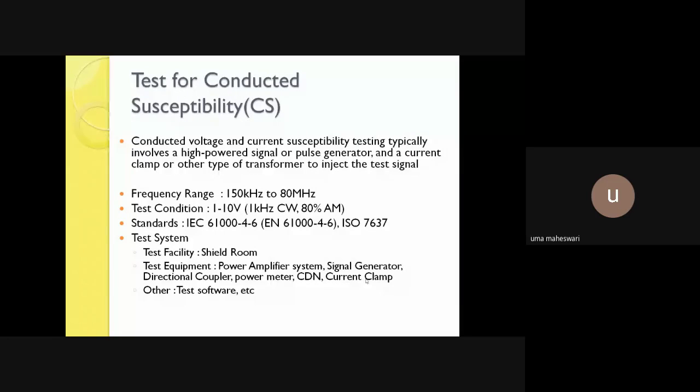Test for conducted susceptibility in the range of 150 kilohertz to 80 megahertz. The test conditions can be 1 volt to 30, 100, 10 volts. Test standards are again IEC 61000-4-6, and test systems are shielded rooms. Test equipment are power amplifier system, signal generator, directional coupler, power meter, CDN, current clamp. These are injecting intentional noise into the EUT, that is the equipment under test, for immunity testing purposes. Others, test software is required to calibrate or to correlate the results.